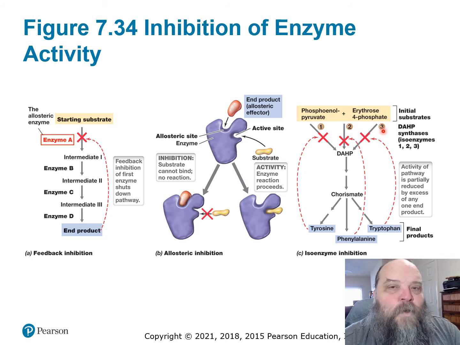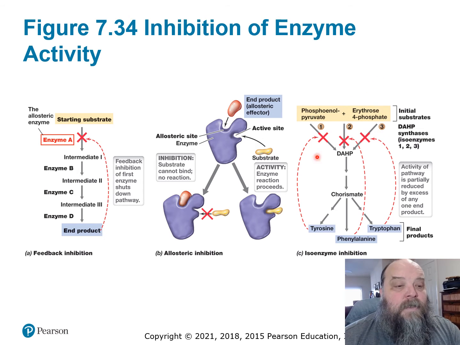3 what they call isoenzymes. 3 enzymes that can do roughly the same thing. They take a substrate, but they all turn it into a product, DAHP. Here's the kicker. Those 3 isoenzymes are not the same protein. They work slightly differently, but they just perform roughly the same thing. Well, anything that's going to bind to isoenzyme 1 allosterically may not be able to bind and interfere with 2 or 3.